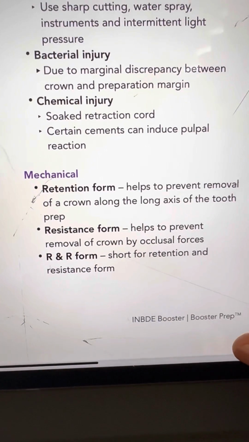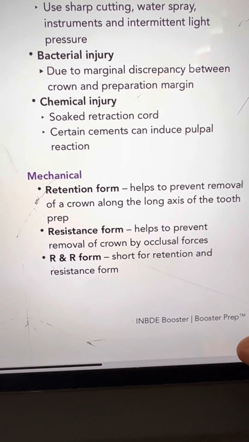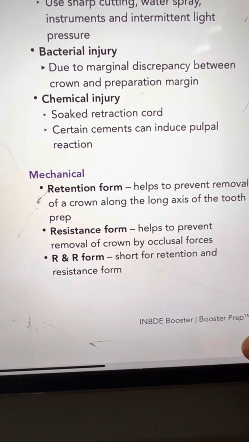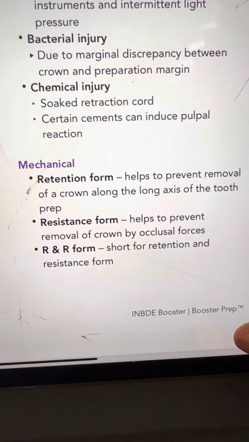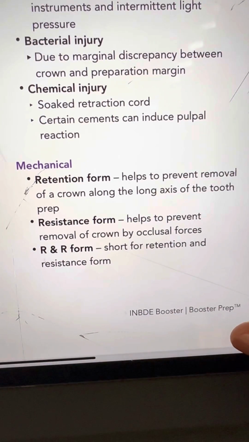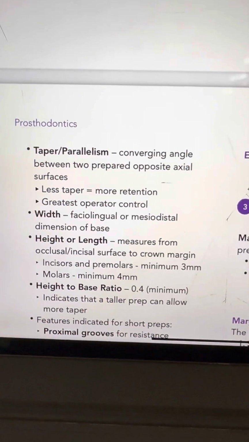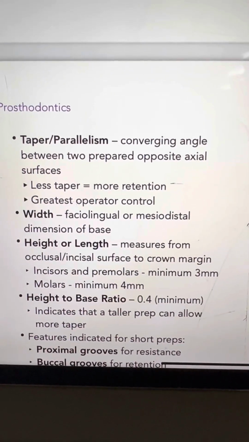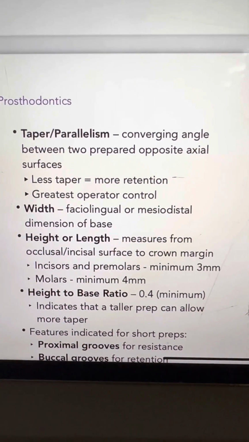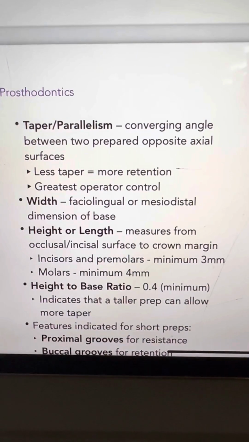Mechanical: retention form helps to prevent removal of the crown along the long axis of the tooth prep. Resistance form helps to prevent removal of the crown by occlusal forces. R&R form is short for retention and resistance form. Taper, parallelism: converging angle between two prepared opposite axial surfaces. Less taper, more retention, greatest resistance control.